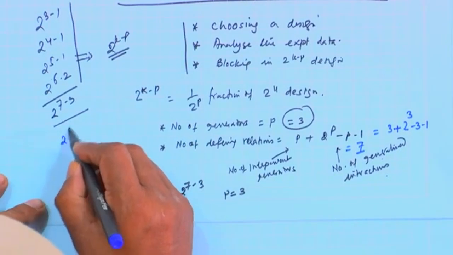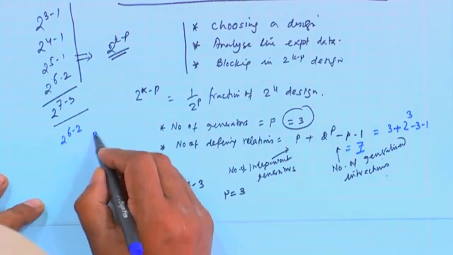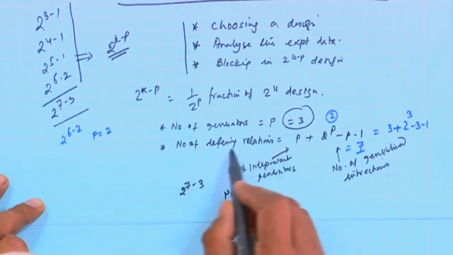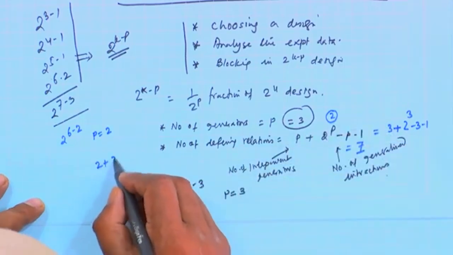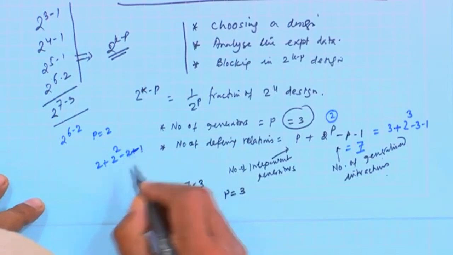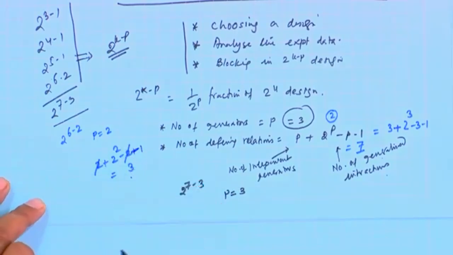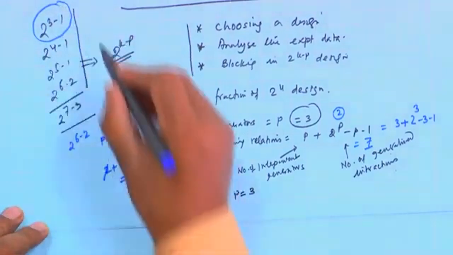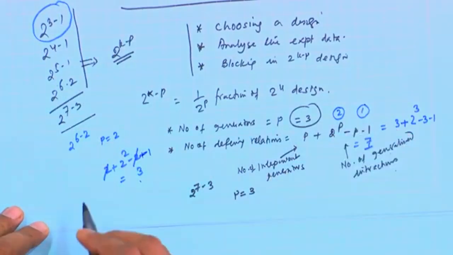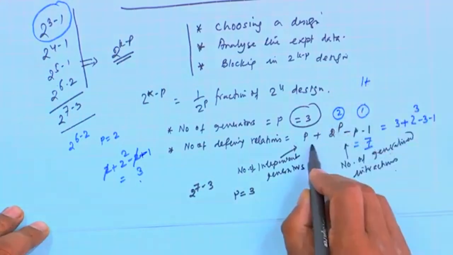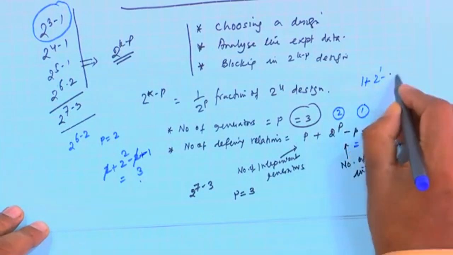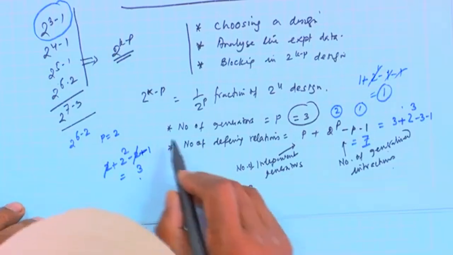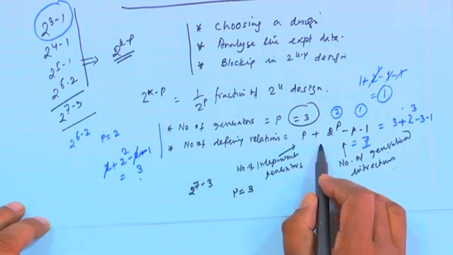Suppose your case is 2 to the power 6 minus 2, then p equal to 2. So, the number of generators will be 2 and the number of defining relations will be 2 plus 2 to the power 2 minus 2 minus 1. So, the 2s cancel out, that means 3. You have seen earlier, suppose you consider this design, p equal to 1, the defining relations will be 1 plus 2 to the power 1 minus 1 minus 1. So, this will cancel out, so it is 1. In this manner you have to understand the number of generators and the number of defining relations.